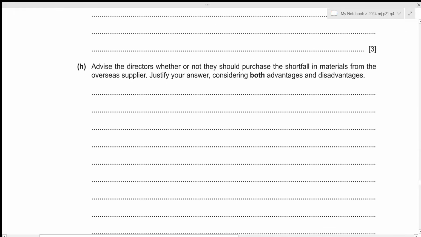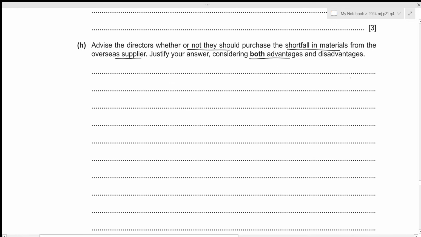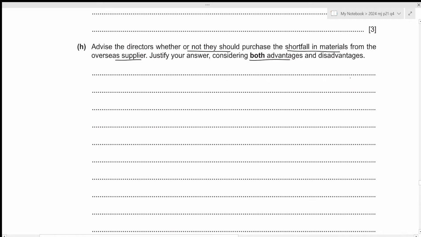We now need to advise the directors whether or not they should purchase the shortfall in materials from the overseas supplier. We need to justify our answer considering both advantages and disadvantages. Alright, this is of 7 marks, so 1 mark will be reserved for the decision. It means that we will have to write down 3 advantages and 3 disadvantages. Let's write down the advantages.